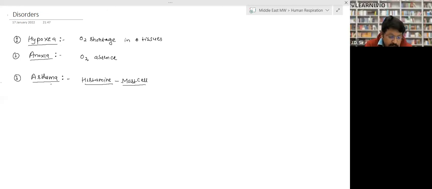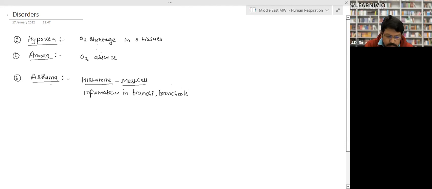Release of histamine from mast cells causes inflammation in bronchi or bronchioles.